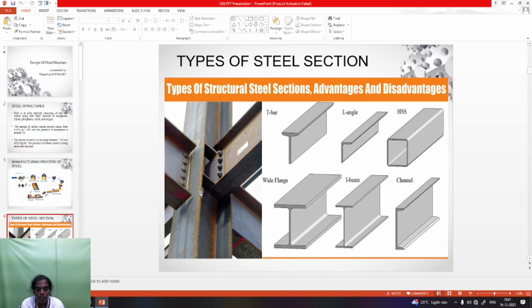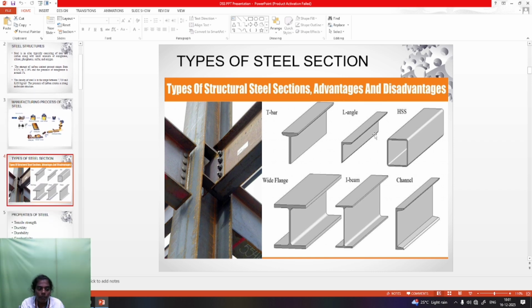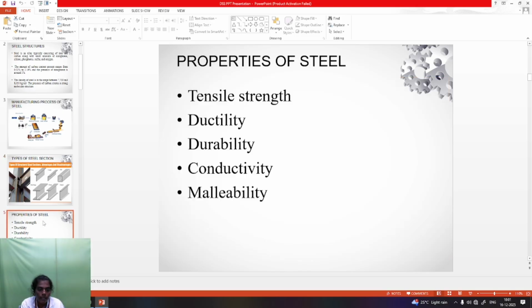Next, in the workshop, another frame structure used is the I-beam and channel section. Normally the L section is also used. So these are the types of steel normally available in the market. Next, the steel has certain properties. Properties means strength considerations: tensile strength, ductility, durability, conductivity and malleability. Tensile strength, as you already know, is the bending strength of the steel member.